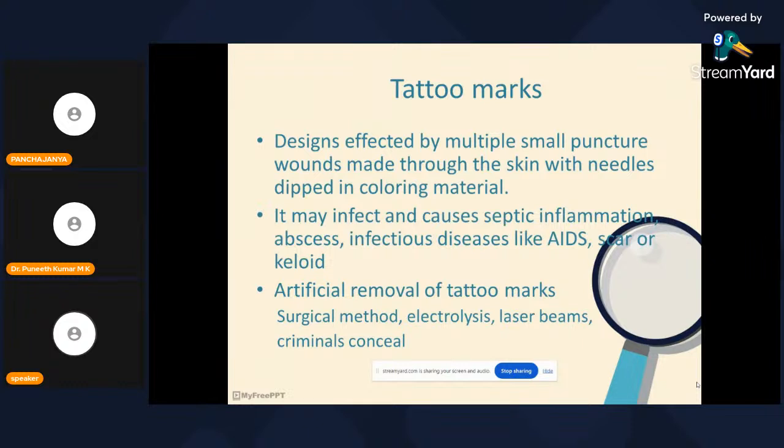Artificial removal methods for tattoo marks include surgical methods, electrolysis and laser beams. Criminals use these to conceal or hide their identification marks by removing the tattoo.